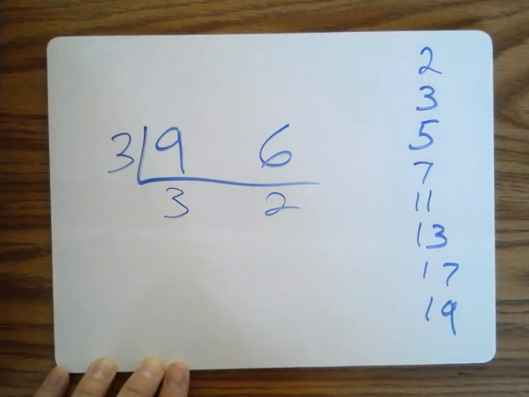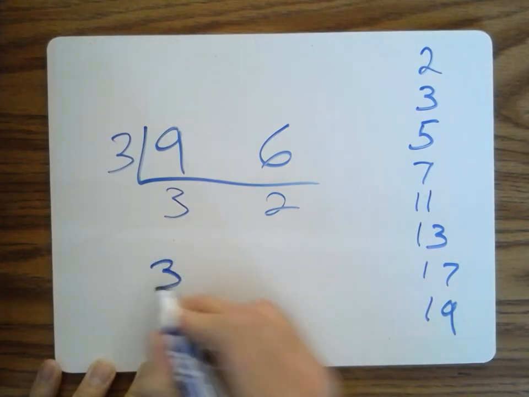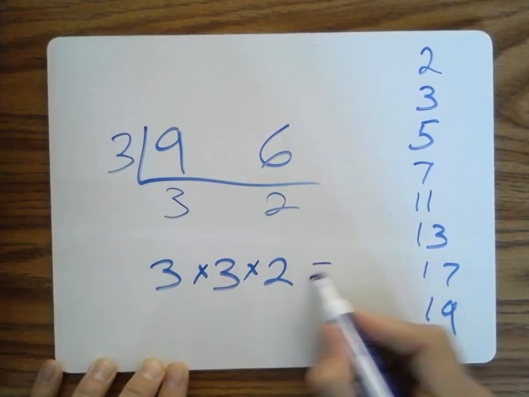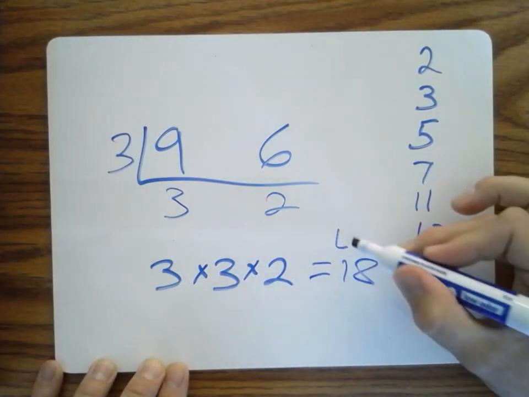Now, this is where it gets interesting. For the least common multiple, I would take all of my factors, 3, 3, and 2, and multiply them. And as we saw before, that's going to get me 18, and that is my least common multiple.